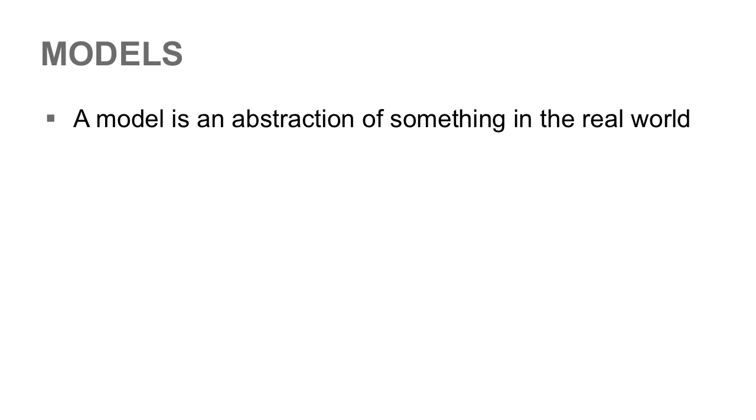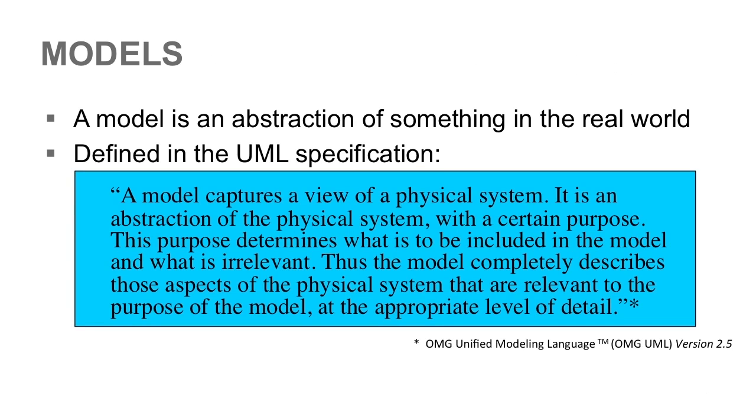And that was a key point. A model is an abstraction. You shouldn't expect it to be the same as the thing it represents. UML defines a model as follows. A model captures a view of a physical system. It's an abstraction of the physical system with a certain purpose. This purpose determines what's to be included in the model and what is irrelevant. Thus, the model completely describes those aspects of the physical system that are relevant to the purpose of the model at the appropriate level of detail.